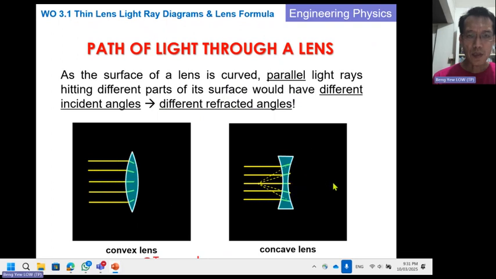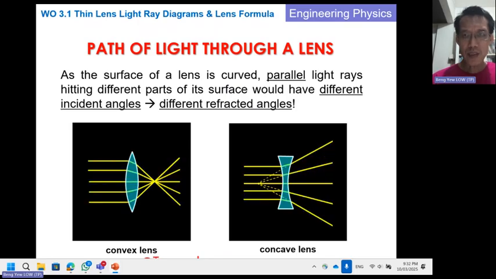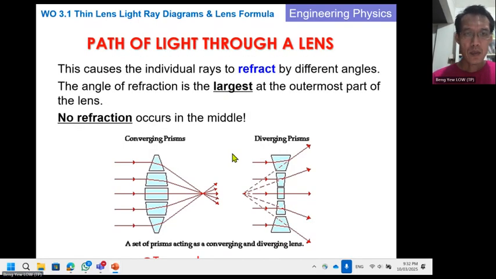Because the surface of a lens is curved, parallel rays of light hitting different parts of its surface would have different incident angles, and hence different refracted angles. To convert parallel rays of light to a single point, light ray that is furthest from the middle bends the most, whereas light rays nearer to the middle bends less. You can imagine that a lens is made of prisms of different sizes, and the incident rays have different incident angles. There is no refraction occurring in the middle of the lens.